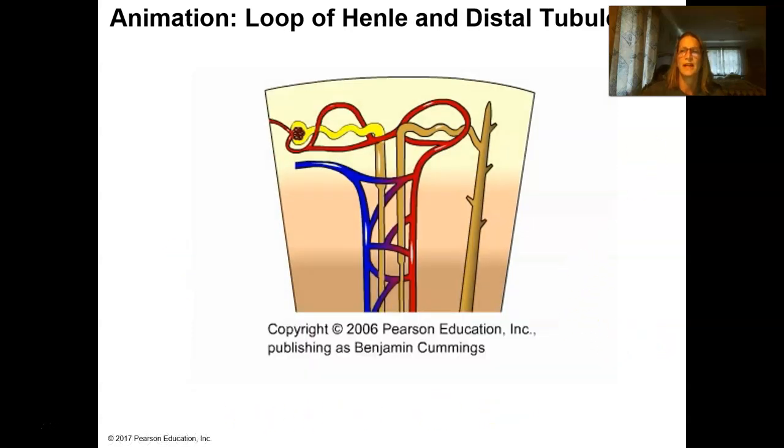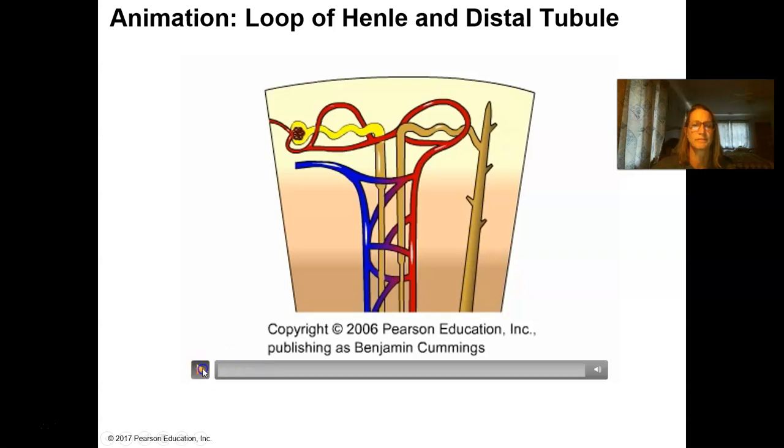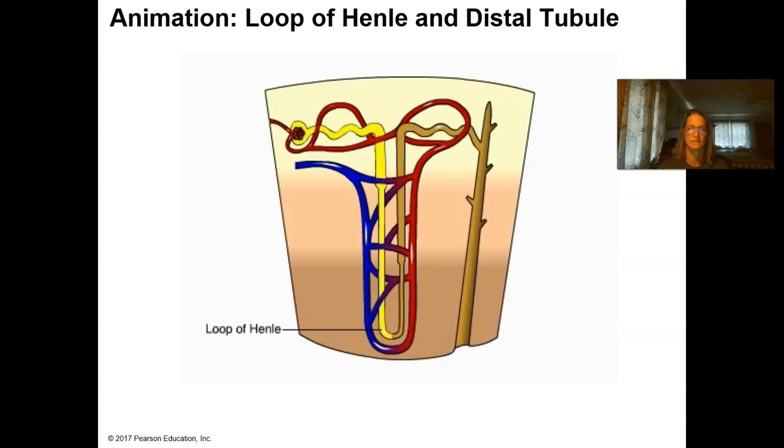Okay, this next video talks a little bit about the loop of Henle and the distal tubule, so you're getting these in little pieces. As the filtrate moves down the loop of Henle, the concentration of solutes increases in the interstitial fluid surrounding the nephron tubule. Since this portion of the tubule is permeable to water, water leaves by osmosis and is reabsorbed into the blood. This concentrates the filtrate. In the ascending loop, the surrounding fluid becomes more dilute.